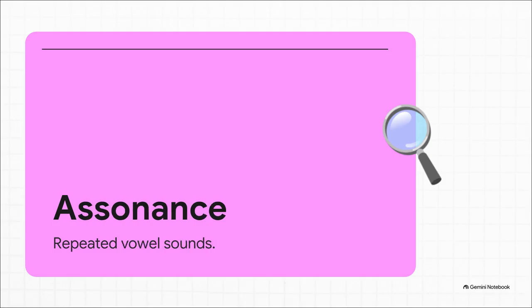Next up, we have assonance. This one is all about the repetition of vowel sounds inside words. Vowels are sort of like the breath of language. Listen to this phrase, slow, road, home. By repeating that long O sound, we actually force the reader to physically slow down. Assonance stretches out the pacing of a line and gives it this really resonant, almost musical quality.